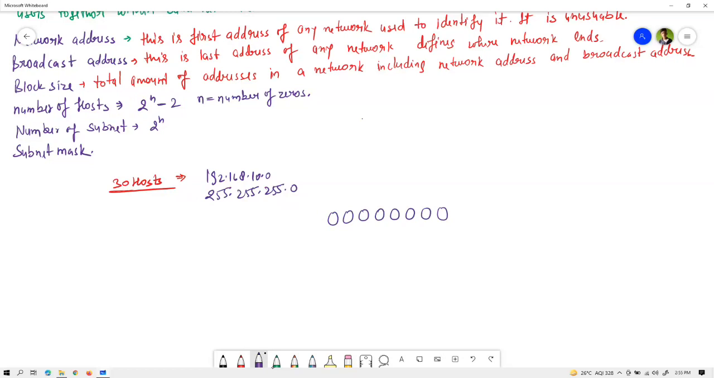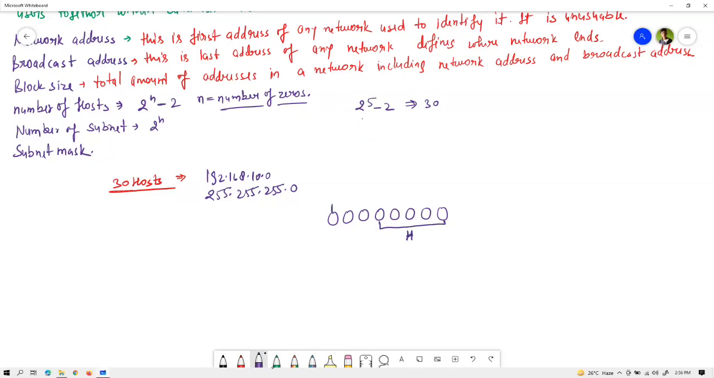So to get the 30 hosts, how many bits do you need to make available? Because here you will select the number of zeros, the number of available bits. So if you take 2 to the power 5 minus 2, then you will get 30, right? Correct. Then you will get 30. So here you need to make how many bits available? These five bits. Okay, these are your host bits.